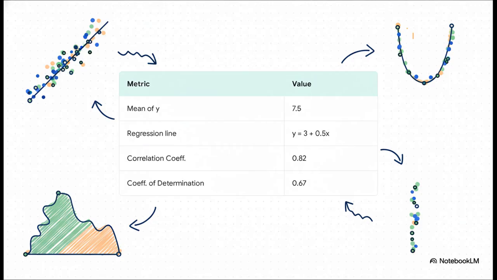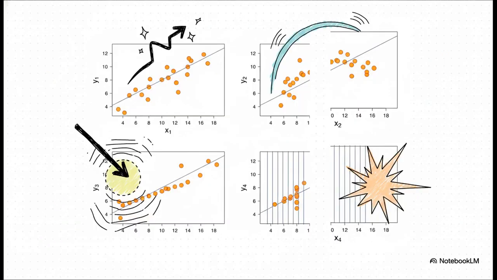Well, here's the kicker. If you just run the numbers, look at their core statistical properties, these 4 datasets are practically identical. The average value is the same, the regression line, the correlation, it's all the same. So on paper, they're telling the exact same story. But, and this is a big but, they're not. The second you actually plot them, bam, 4 totally different stories just leap off the page.